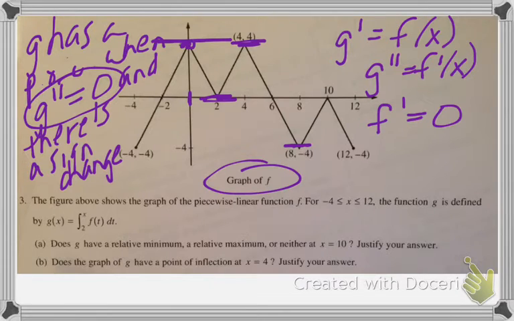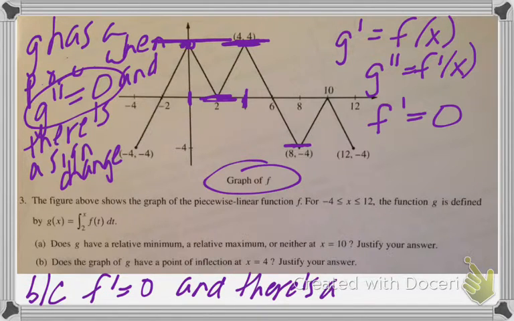So does the graph of G have a point of inflection at x equals 4 is the question. Right here, yes, that's one of the places that we chose. And you would say, yes, there is a point of inflection at x equals 4 because f prime equals 0 and there's a sign change. Or you could say it was increasing and then it was decreasing. As long as you say something that shows there's a sign change, you'll be good. And that was worth 1 point as well.